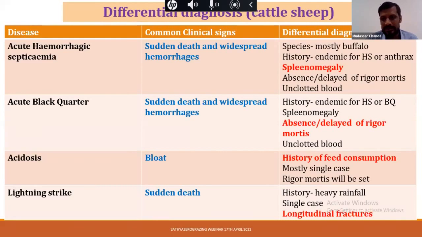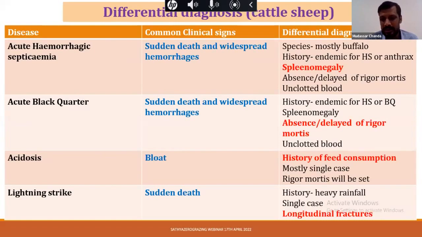Similarly, like black quarter, the rigor mortis point is there, which is absent or delayed in the case of anthrax, which is not the case in acute black quarter. And it may be some non-infectious cause, so we have to rule that out. Acidosis, bloat is one important thing. We can take the history of feed consumption.